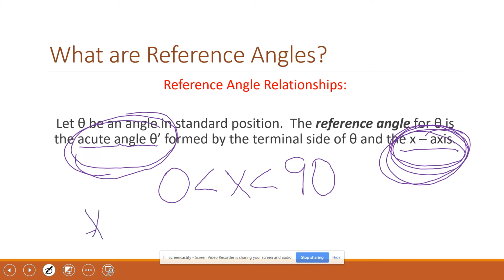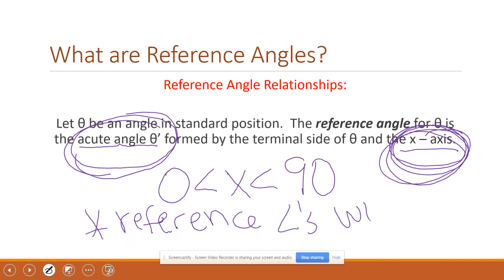So that's the other thing, is reference angles won't be negative. Yes, we have negative angle measures that we're drawing going clockwise on our coordinate system, but when we're talking about reference angles, they're not going to be negative.